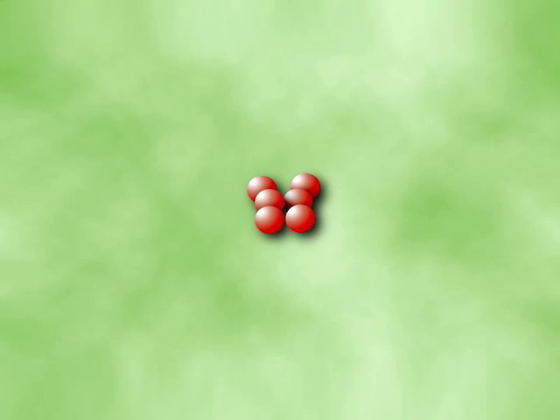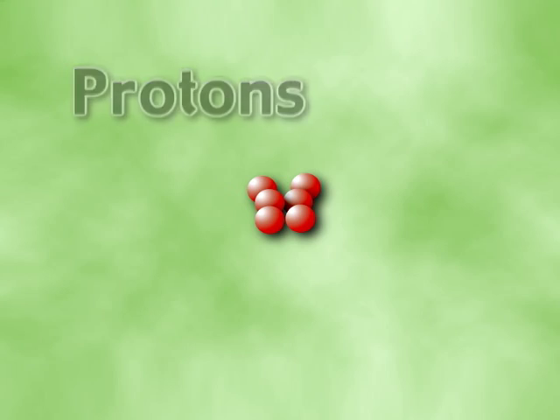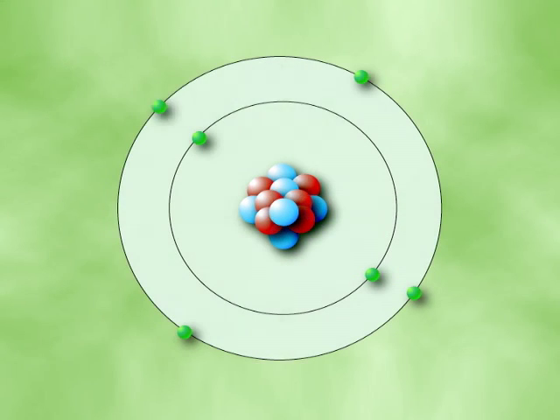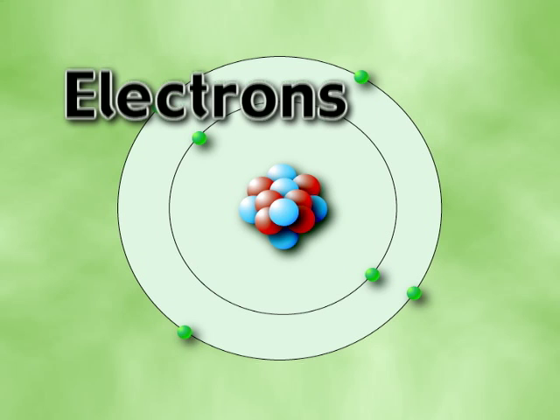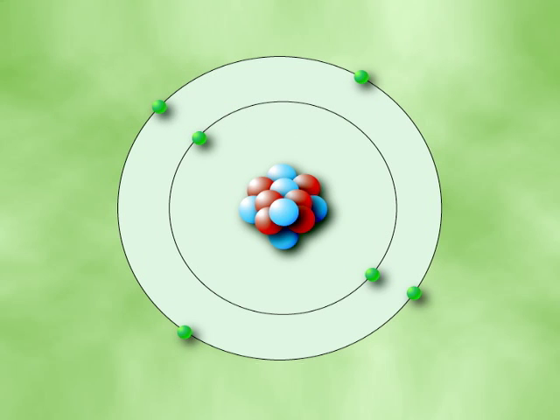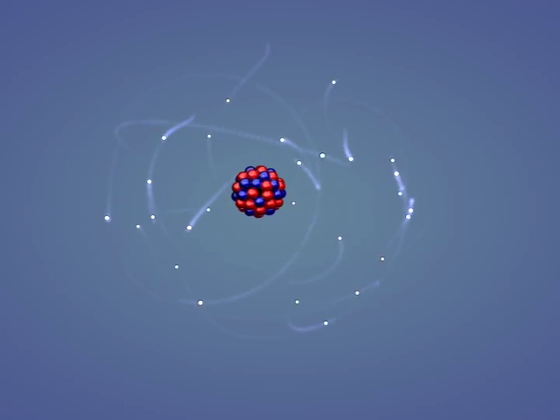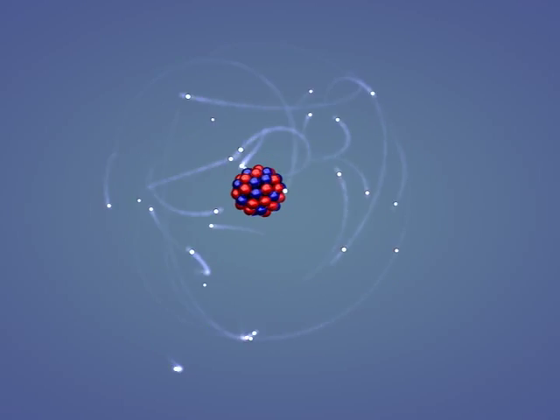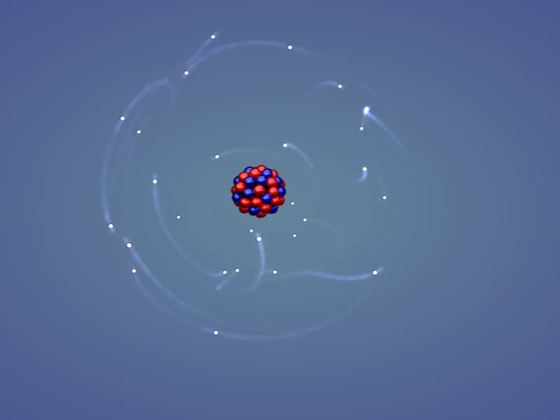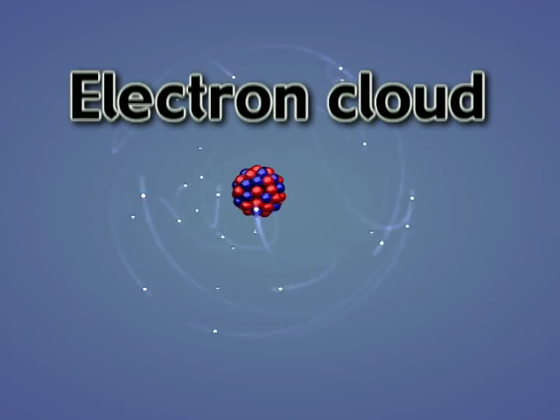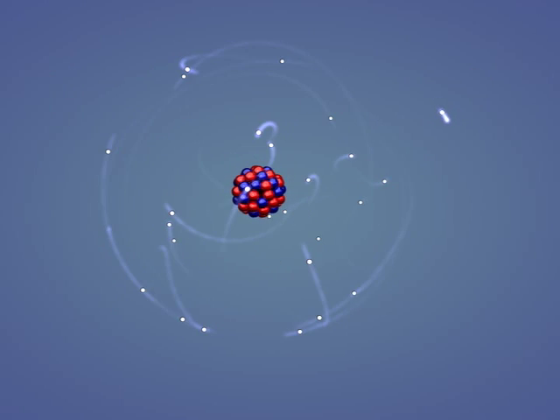There are three main types of subatomic particles: protons, neutrons, and electrons. Protons and neutrons are found in the inner core or nucleus of the atom. Combined, they make up 99.9% of the mass of an atom. Protons have a positive charge, while neutrons have a neutral charge. Whizzing around the nucleus are negatively charged subatomic particles called electrons. The space they occupy is referred to as the electron cloud. The electron cloud takes up the majority of the space of an atom.